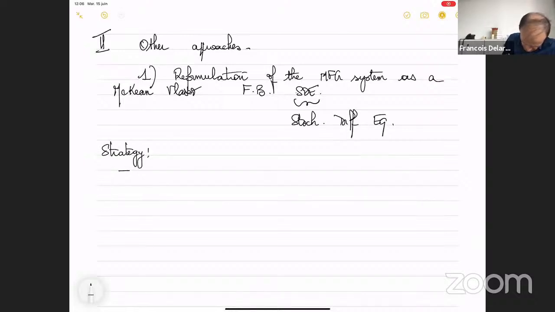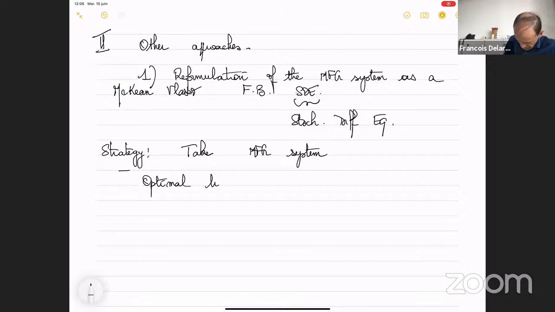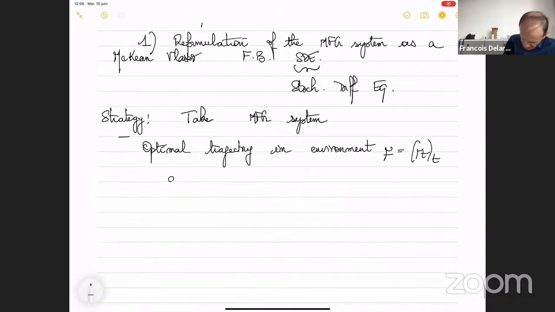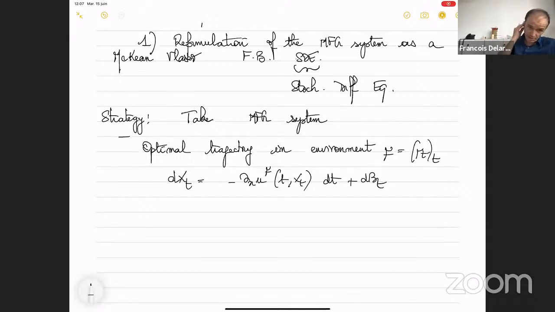The strategy is, I would say, you take the MFG system, as I told you about. So you know that the optimal trajectory in environment mu underline equal to mu_t is dX_t = -D_x u^mu underline(t, X_t) dt + dB_t. So these are things that we have seen. But now what you can do is you can say, I'm going to let Y_t be the cost, or the remaining cost, that I have to pay when I follow the trajectory. So this is really, you follow the cost that you have to pay till the end.